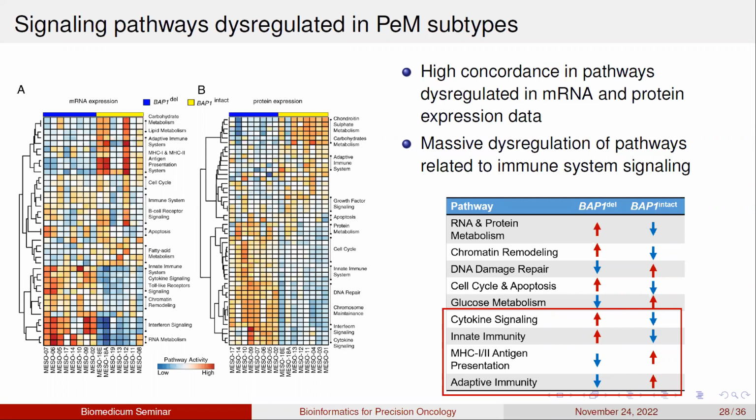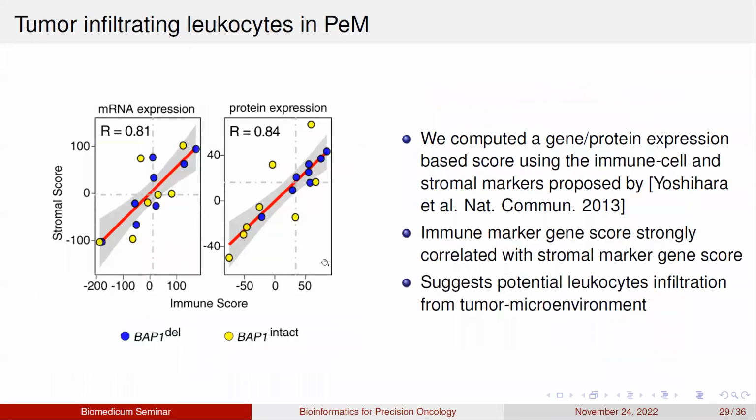So in order to test whether there was immune cell infiltration within these backbone deleted tumors or not, we tried to measure the immune score and the stromal score. We correlated this using the gene markers published from this study here. And you're looking at the correlation of this stromal and immune score using the mRNA expression and the protein expression here.